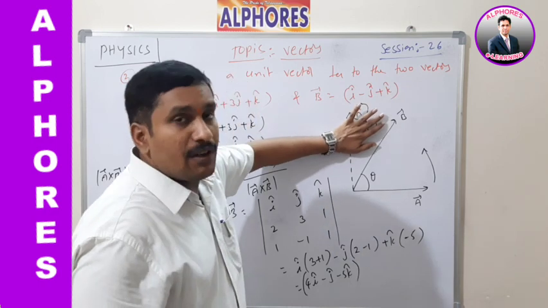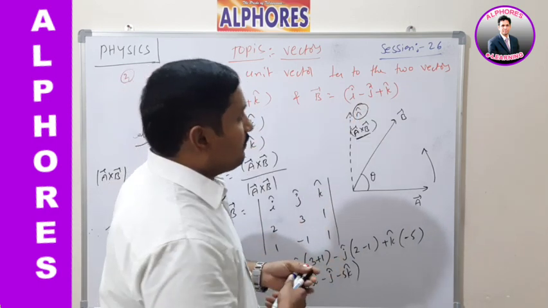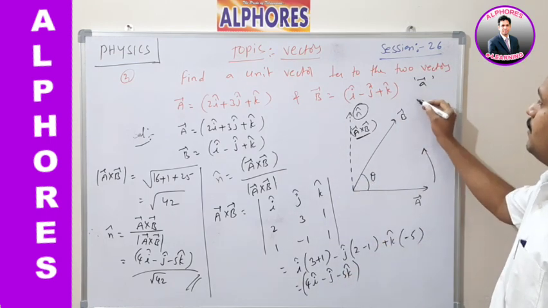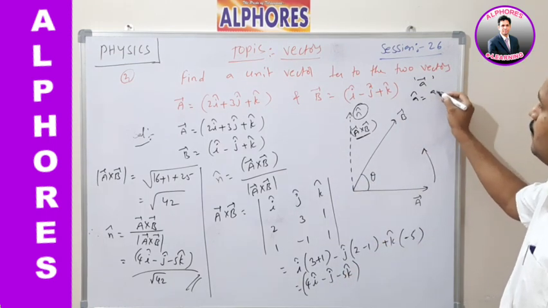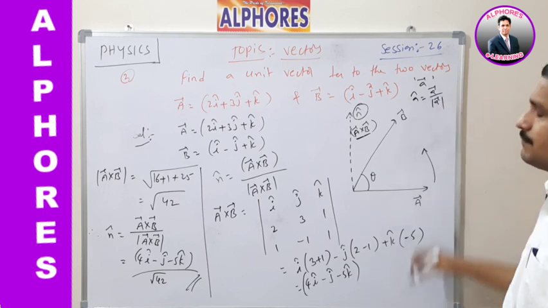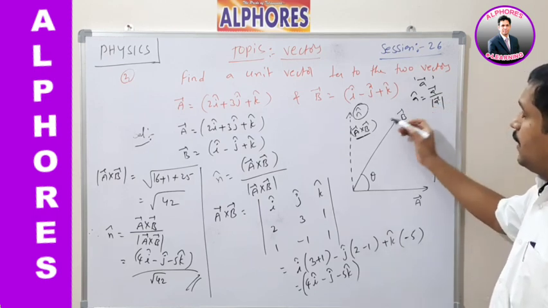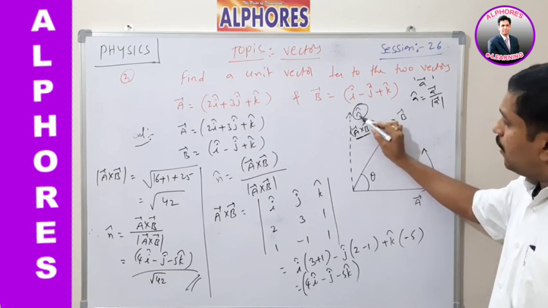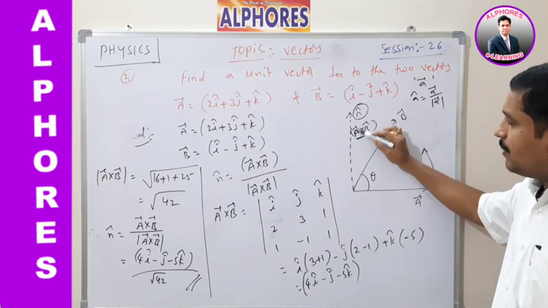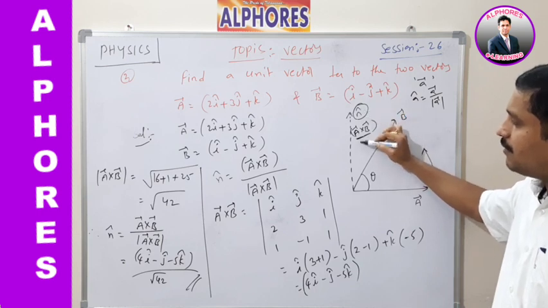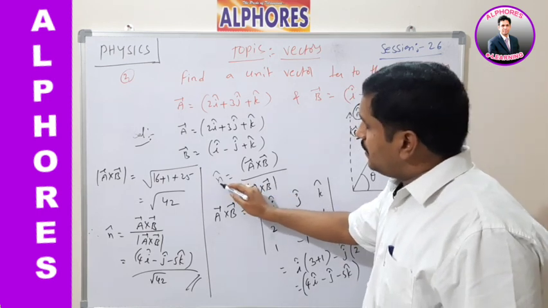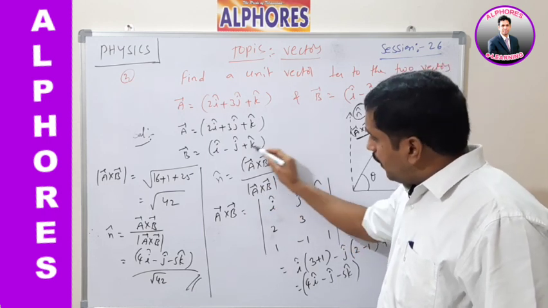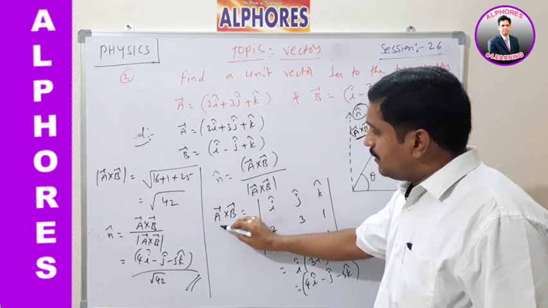Now, in order to find this n cap, this is the vector. If you know the vector, what is the unit vector? According to the definition, for example, if a bar is any vector, the unit vector is given by a cap equal to a bar by magnitude of a bar. In the same way, we have to find the unit vector for this vector, because this unit vector is parallel to it. So n cap is equal to a bar cross b bar by magnitude of a bar cross b bar. To find this, first you have to find a bar cross b bar.